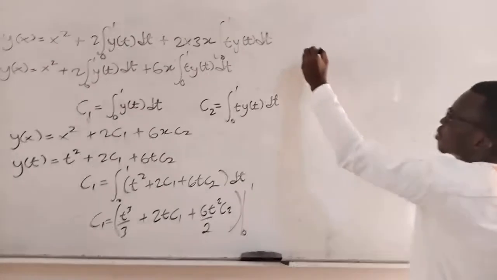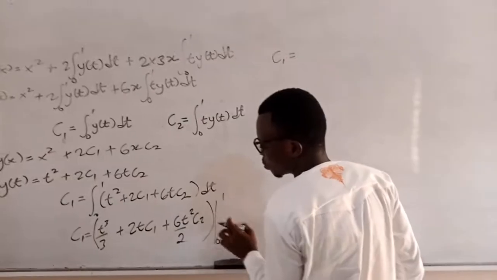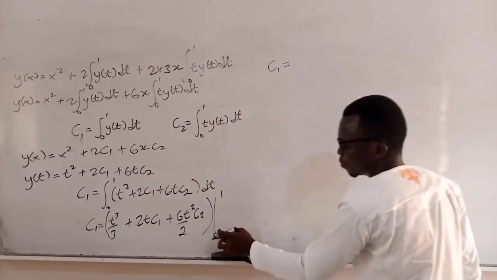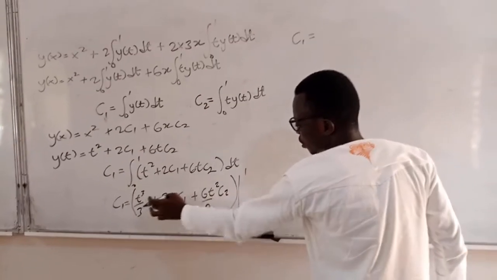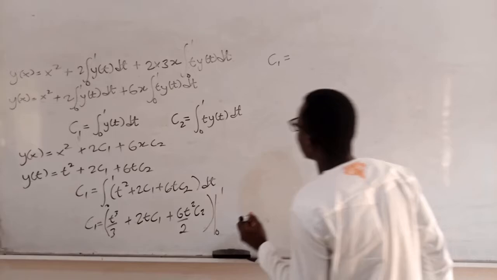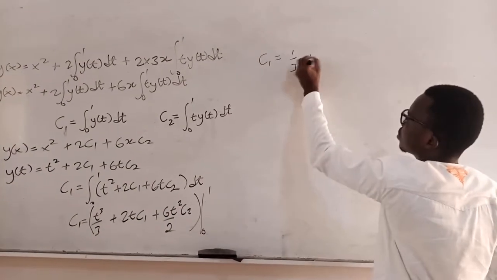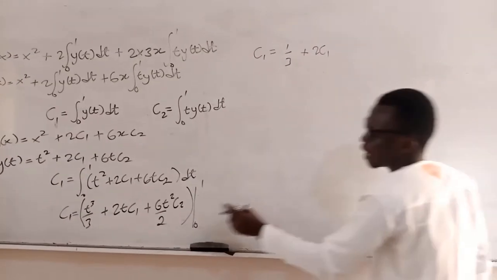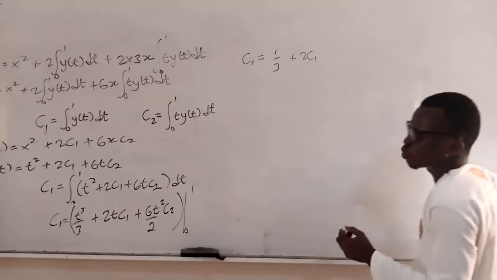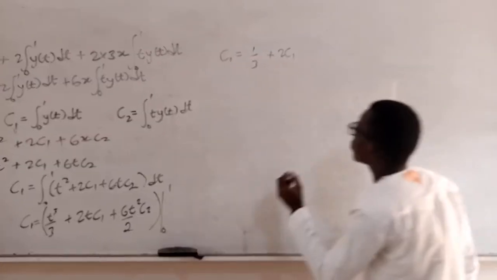Now our c1 becomes, if you evaluate this at 1, you're going to get 1 over 3. When you put in 0, all the terms have t inside, so all of this becomes 0. So let's put in 1. Here becomes 1 over 3 plus 2c1 plus 6 over 2, which is the same as 3. So 3c2.